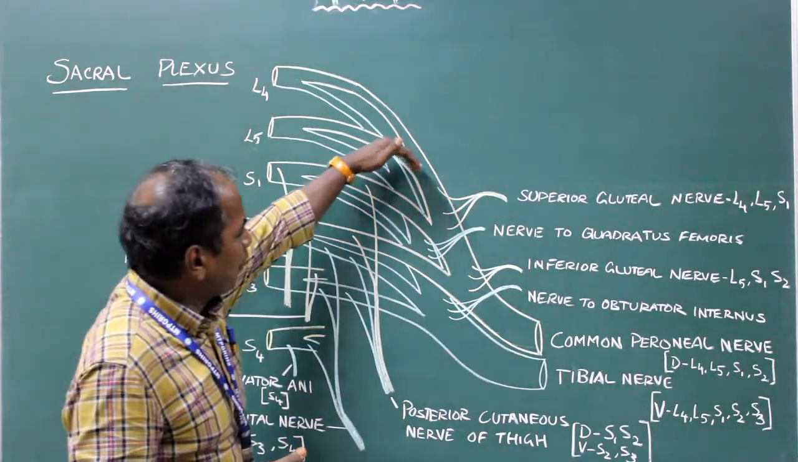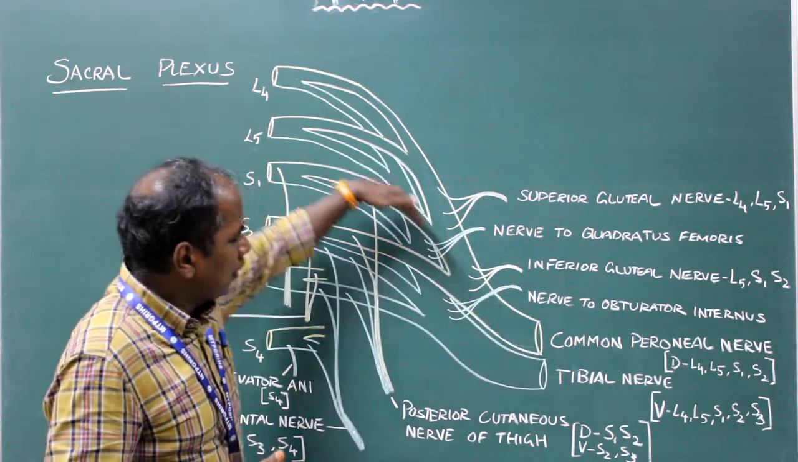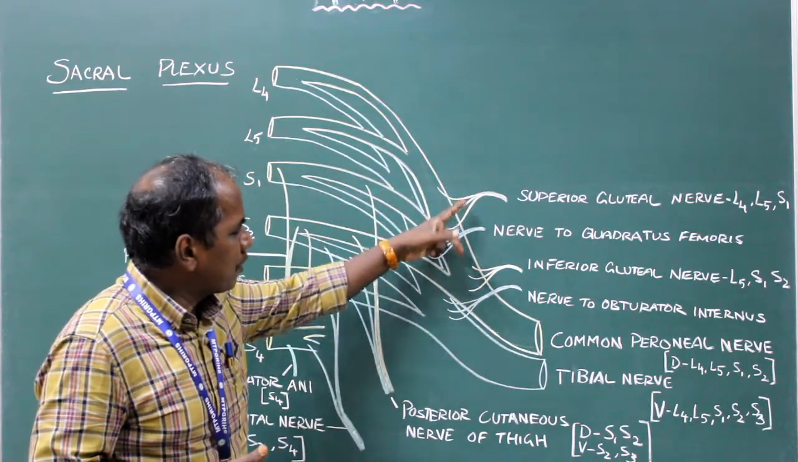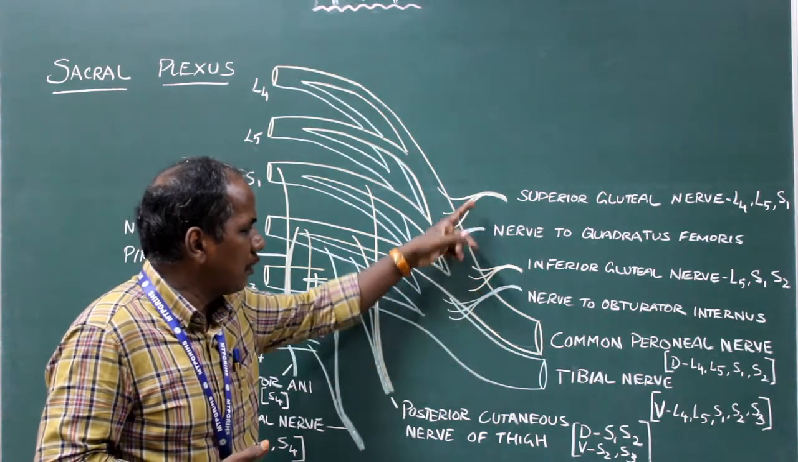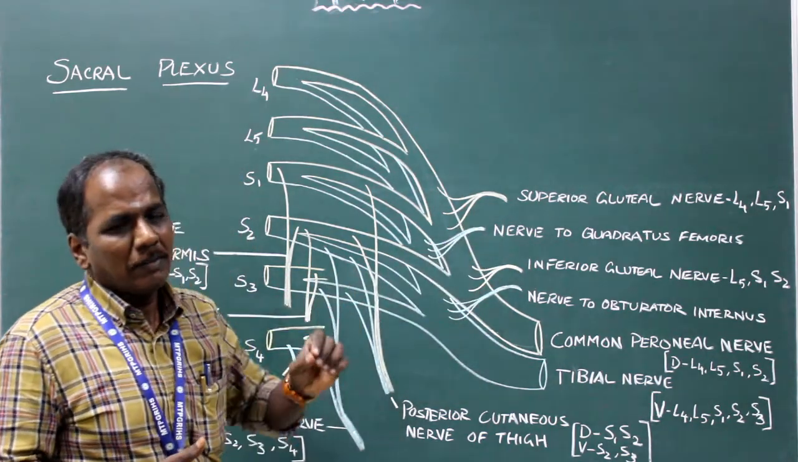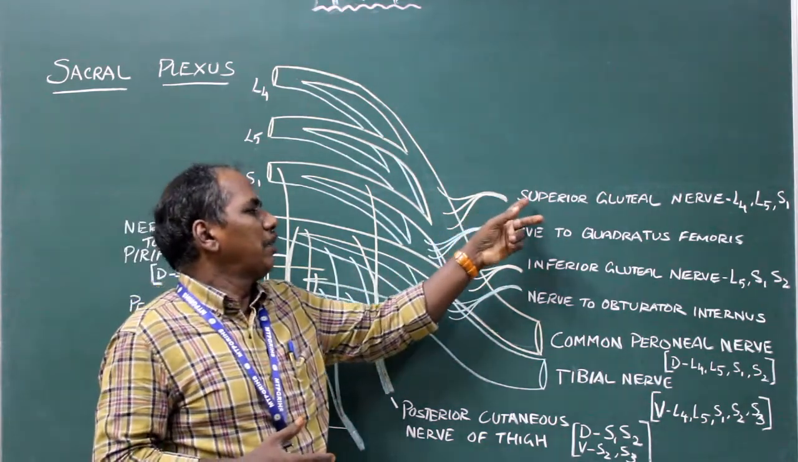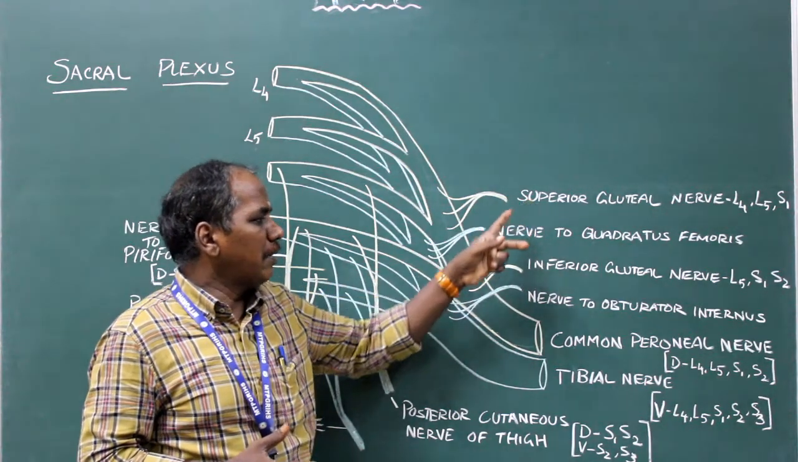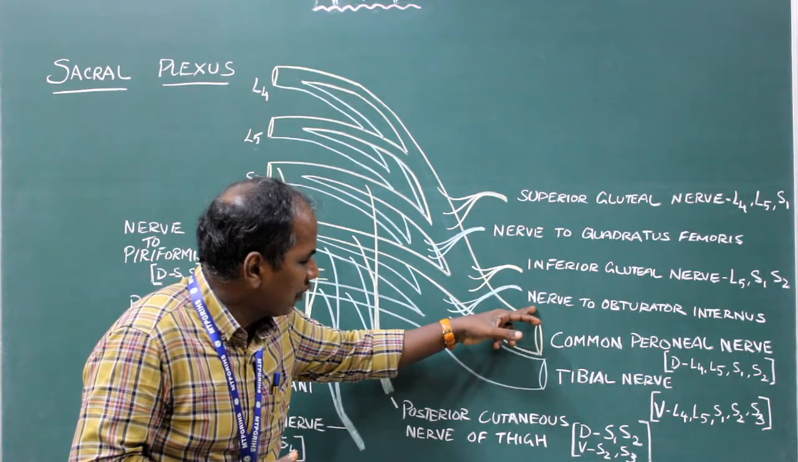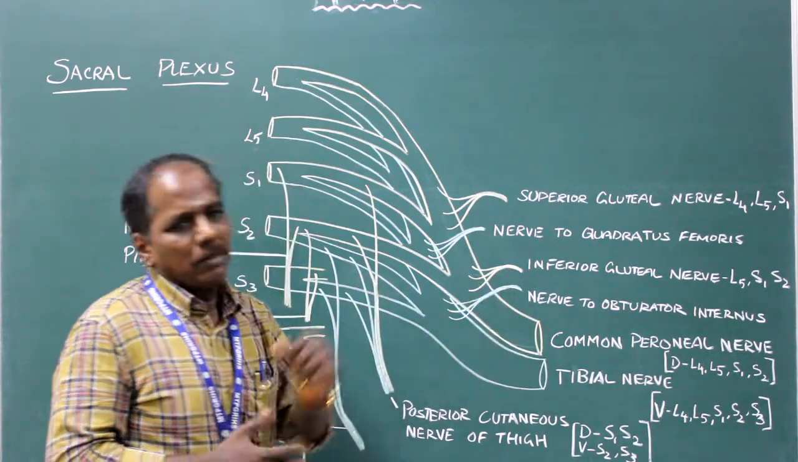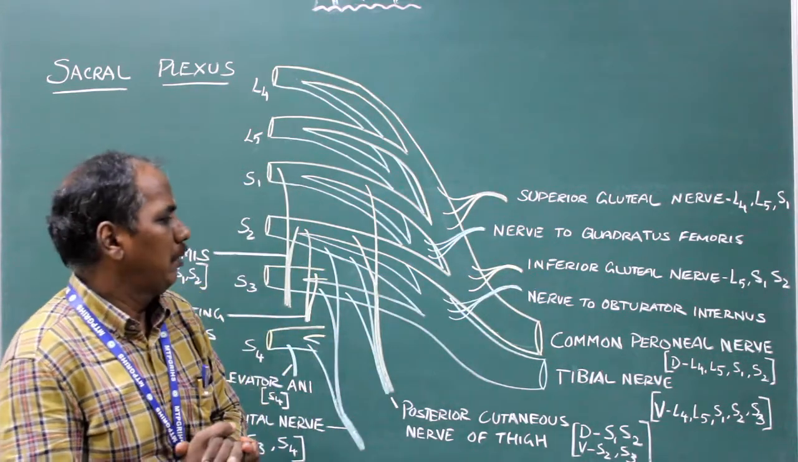Imagine this is a mountain slope, and two persons are standing, and these are the shadows of these two persons. That means the root value of this nerve resembles the same as this nerve. So this nerve has the same root value as the inferior gluteal nerve.